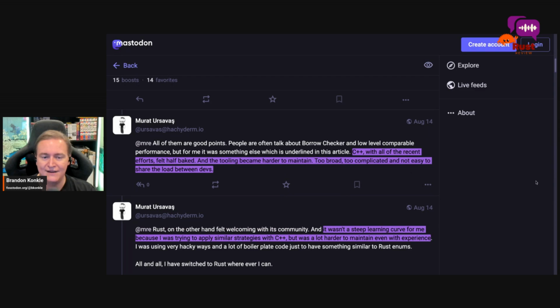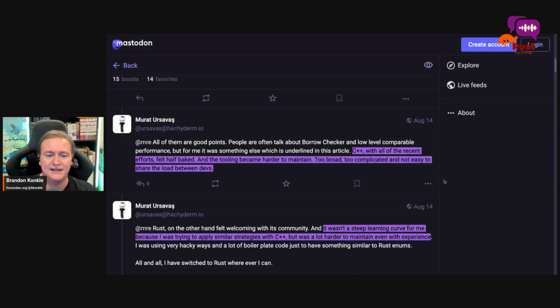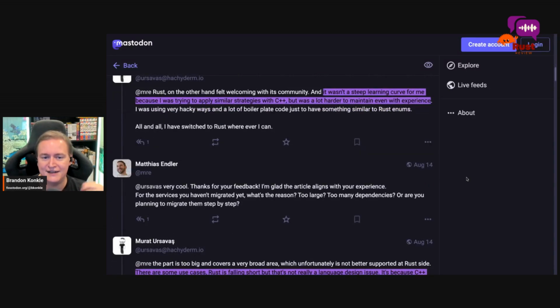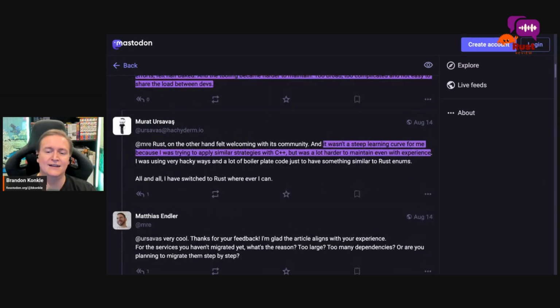It just becomes, it feels half baked. The tooling became harder to maintain. He says it's too broad, it's too complicated, and it's not very easy to share the load of all that between the devs. Whereas Rust, on the other hand, feels welcoming. It feels like it wasn't as steep of a learning curve for him because he was already trying to do these same things in C++, but it was a lot harder to maintain even with a lot of C++ experience. And so Rust helped him do what he wanted to do without all the trouble of maintaining all of that and the boilerplate code that he had to maintain.